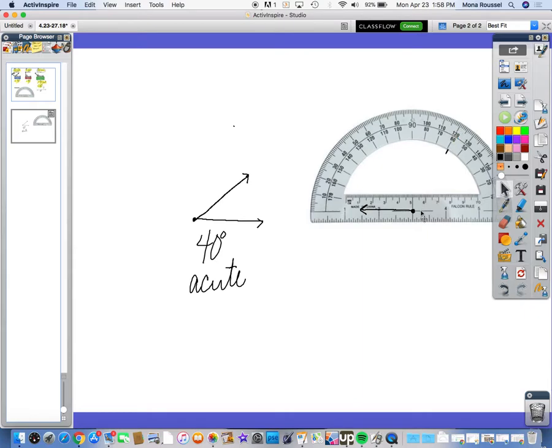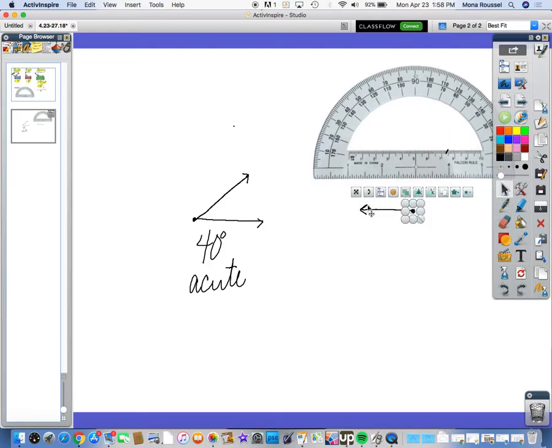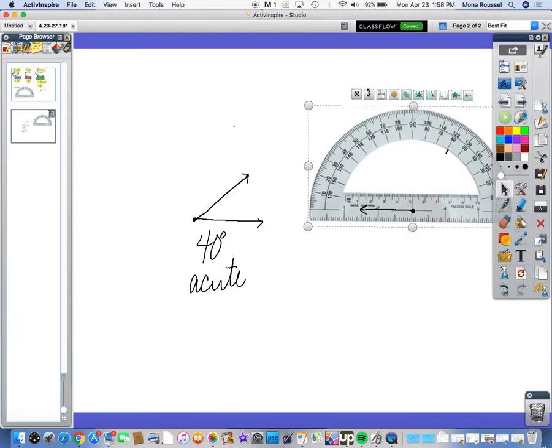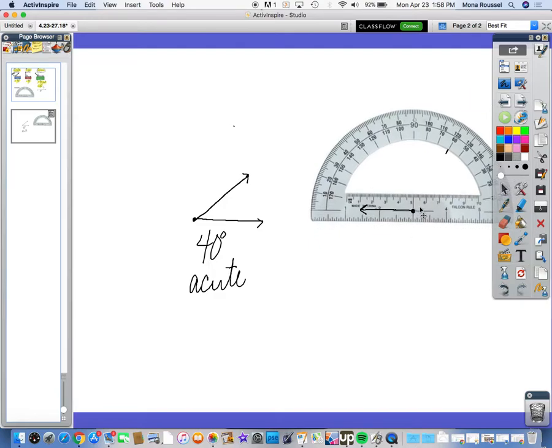So again, what we did is we drew the ray, put the vertex in the point, and we were able to line that protractor up over the vertex with the bottom ray covering into the crosshairs. Let me just tilt this just a bit to get it in place. All right, there we go. And I started counting on the left side with 10, 20, 30, 40, 50, 60, 70, 80, all the way around to 120, which puts it way over here.